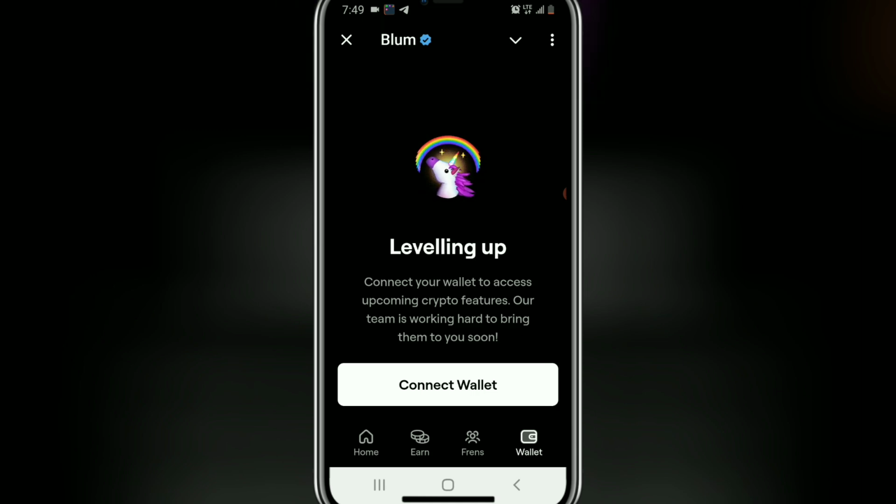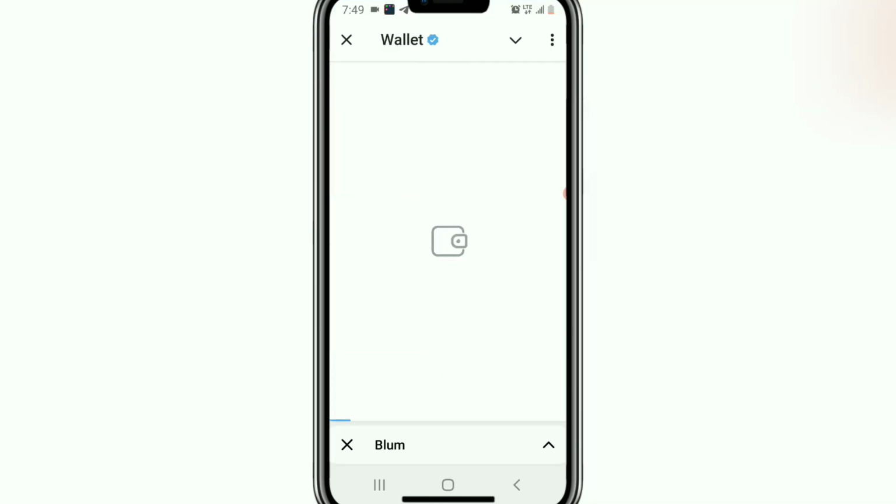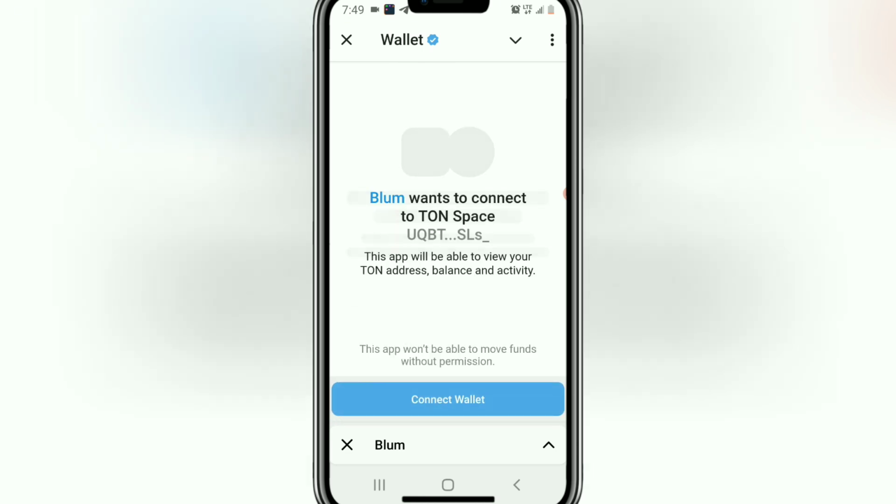What you need to do is just touch the connect wallet part here. When you touch it, you're going to see Stone Keeper, my Tron wallet, whatever. Just connect with anyone. You see Telegram wallet, just touch anyone and connect. If you did not connect, it's a problem because Blum are updating people to the next wallet. After you connect, it is going to take you to another wallet. So you have to do this before you are going to be updated to the next wallet.